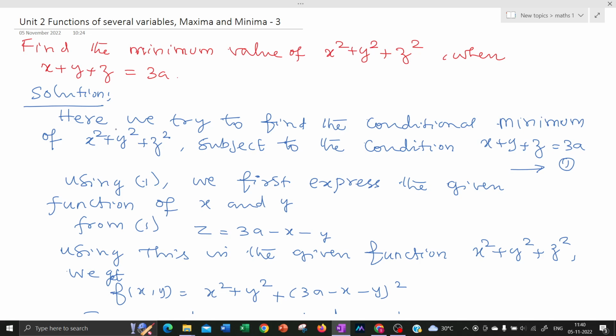So here we are going to find the conditional minimum value of, as already mentioned, we have to find the minimum value. So the conditional minimum value of x squared plus y squared plus z squared subject to the condition x plus y plus z equals 3a. Take this as equation number 1.